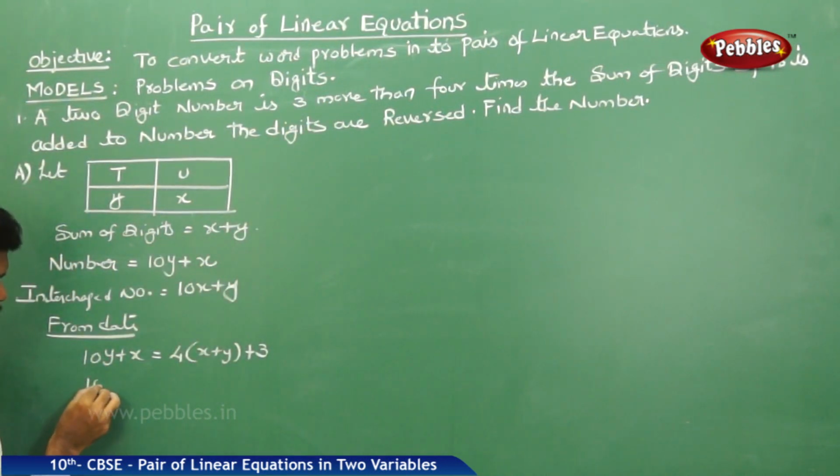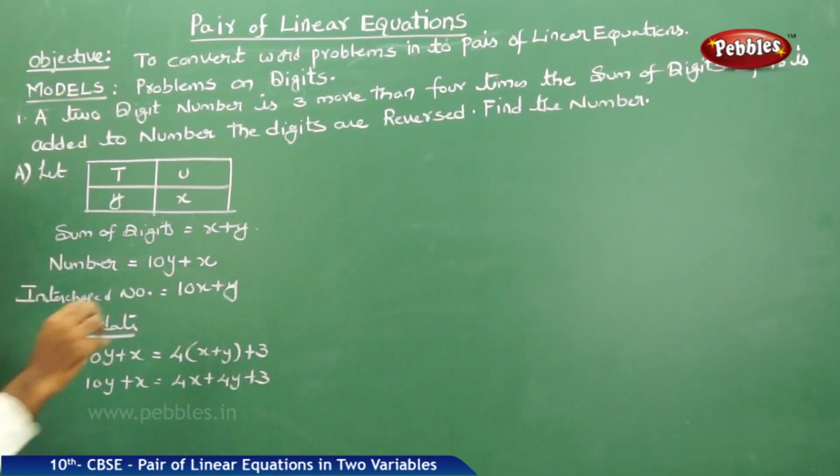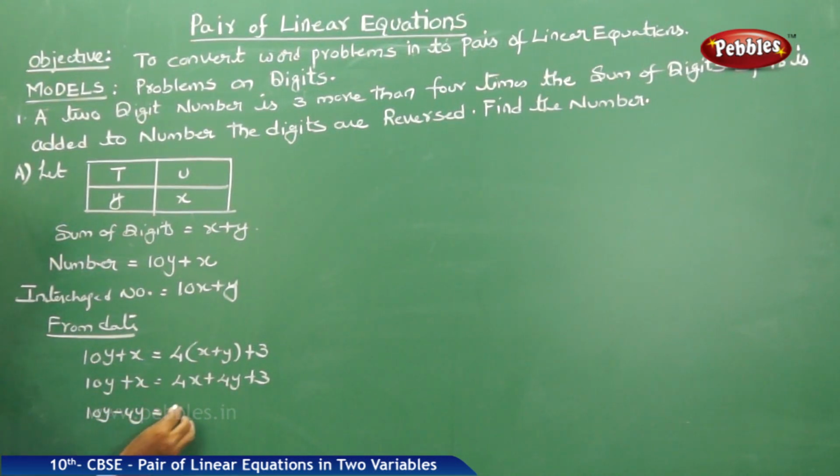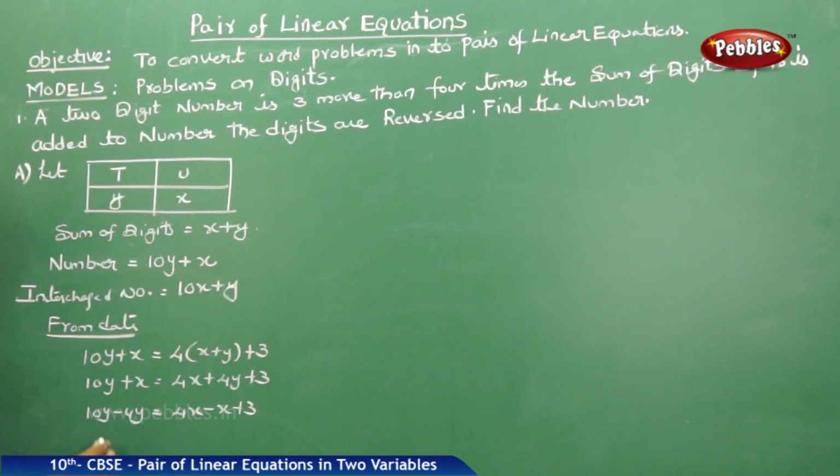Now simplify this step. 10y plus x is equal to, open the brackets, 4x plus 4y plus 3. Next, grouping, that is 10y plus 4y, bring this side, minus 4y is equal to 4x plus x, take other side, minus x plus 3. Now 10y minus 4y, that is 6y, is equal to 4x minus x, that is 3x plus 3.